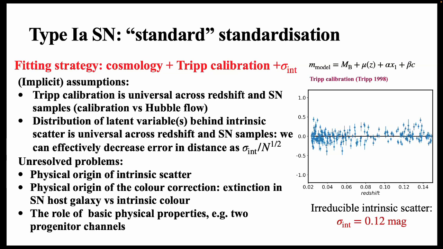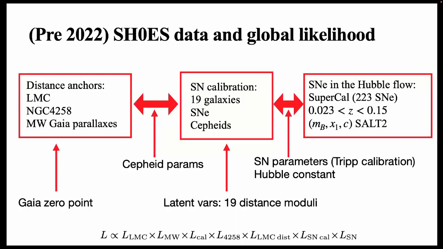There are several other unresolved problems that I want to emphasize here. We don't know the physical origin of intrinsic scatter. We don't know the physical origin of the color correction. I will come back to this later. We don't connect this formalism to other interesting physical properties, like the existence of two progenitor channels. There is no one supernova. There are two classes, two populations of supernovae originating from two progenitor channels. So this is all neglected in this formalization.